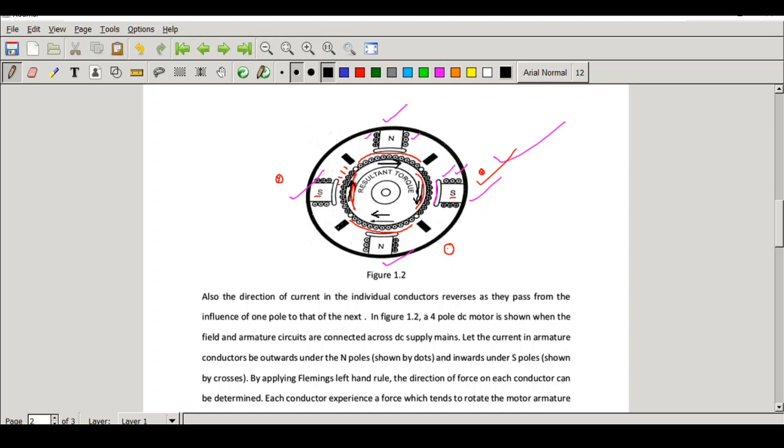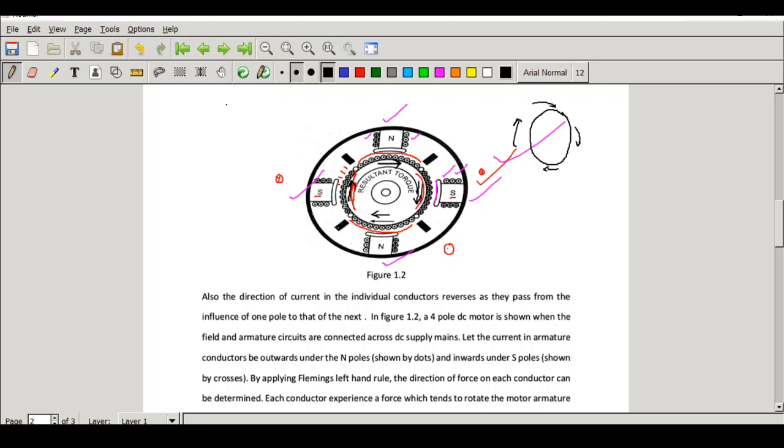So why is the direction of force coming like this? Because of the reversal in the current. So basically you can see that the force is acting in a clockwise direction like this, right? So since the force is acting like this, what is the result? The armature will rotate. This is what we want. That is, there will be a mechanical motion.